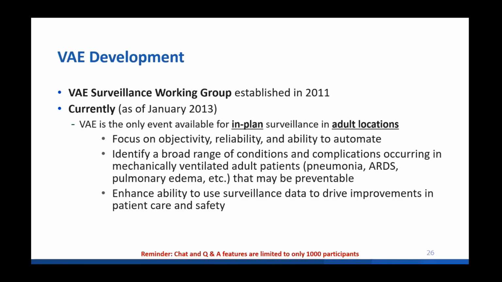Some of the goals for the VAE definition when it was being developed were to focus on objectivity, reliability, and the ability to automate, as well as identify a broad range of conditions and complications occurring in mechanically ventilated adult patients that may be preventable. The VAE definition is also meant to enhance the ability to use surveillance data to drive improvements in patient care and safety.